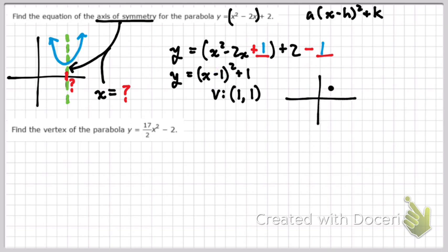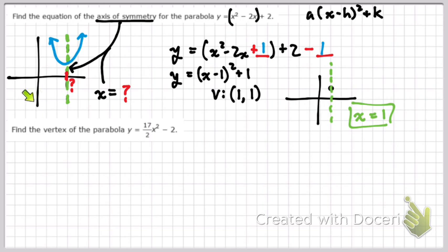And when I graph it, it looks like this. You go right 1, because it says minus 1. You go right 1 and then up 1. That's where your vertex is. Then you know that the axis of symmetry is right there down that line. So what's my axis of symmetry going to be? X equals 1. That's the answer for this problem.